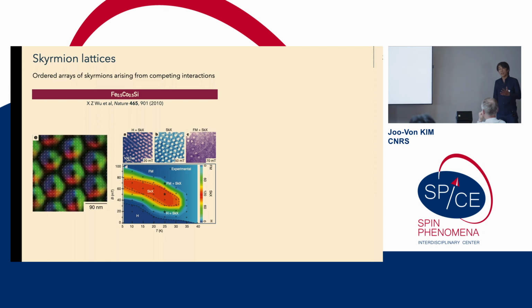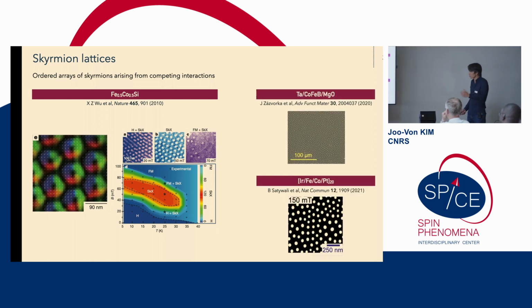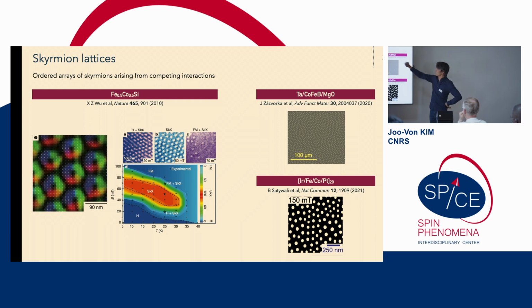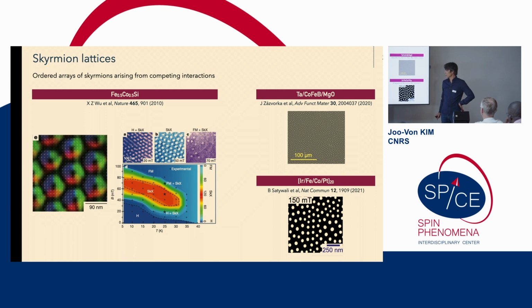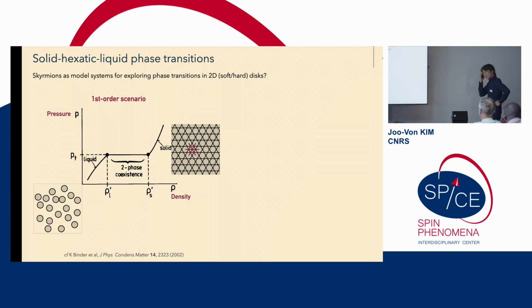And of course, since then, this type of state has been seen in other systems. Ultra-thin films of cobalt, iron, boron, and MgO, for example. This is from just down the road in Mainz. And in multi-layered structures, so more complicated iridium, iron, cobalt, platinum repeats, where similar structures have been seen. And of course, the underlying principle here is that these come about from some competing interactions, usually a Zeeman field that pierces through this kind of modulated structure to form these lattices. But we wanted to look at this in a slightly different context.